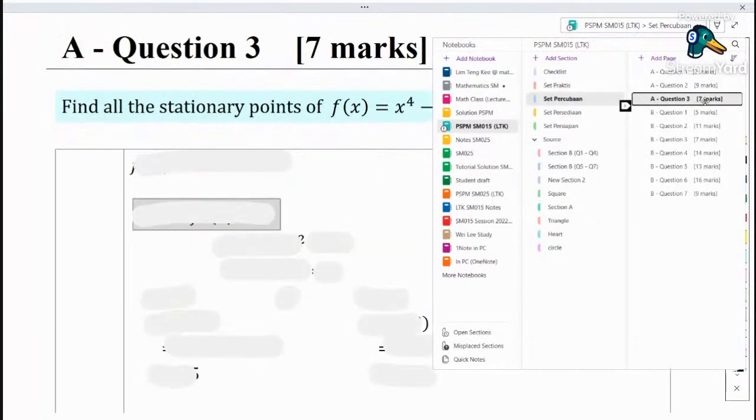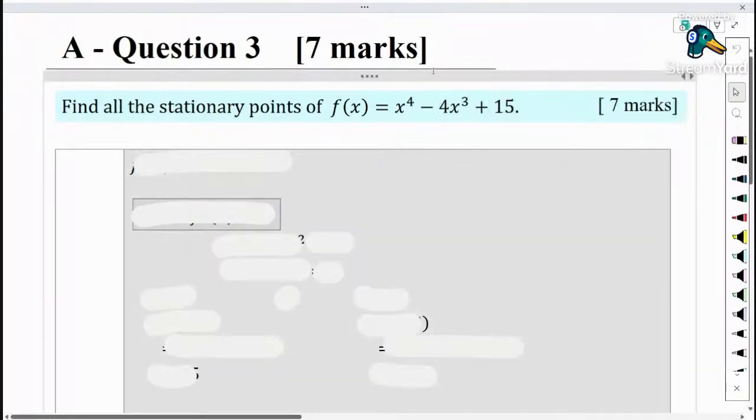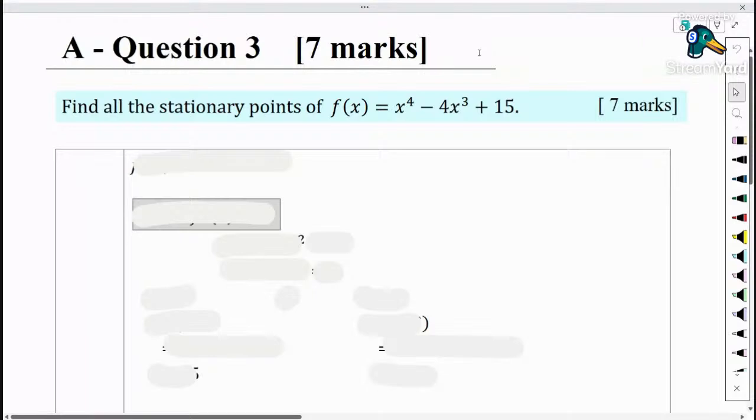Question number 3, which is about the applications of differentiation, in section A, question 3. Marks given is 7 marks. The question asked is that they want to find all the stationary points of f(x) equals x power 4 minus 4x power 3 plus 15.